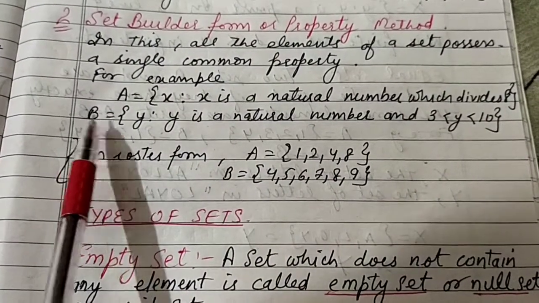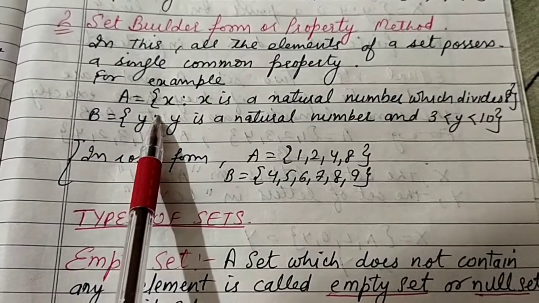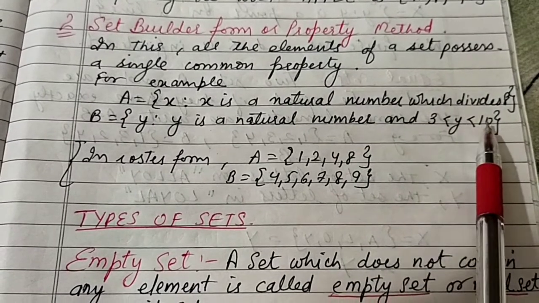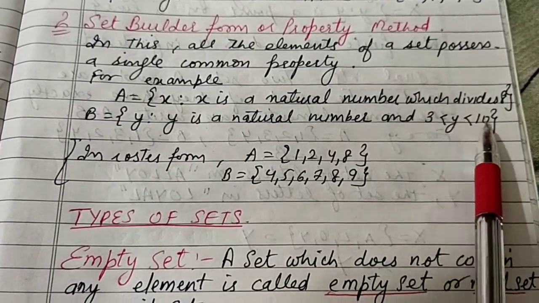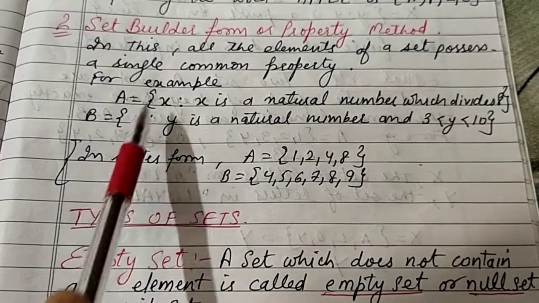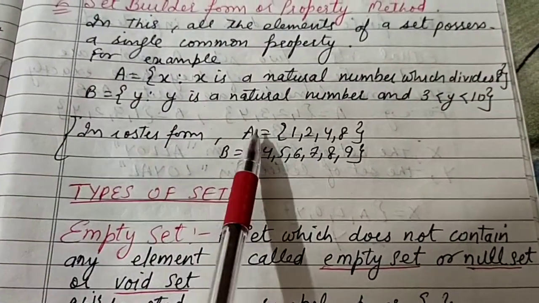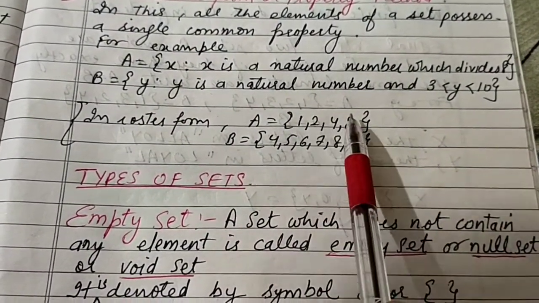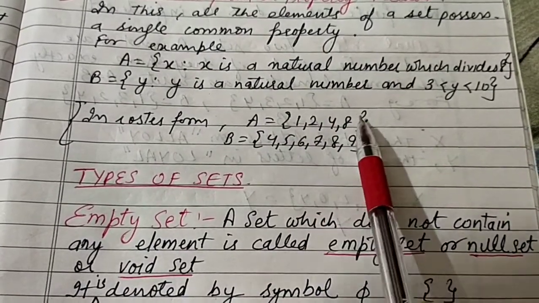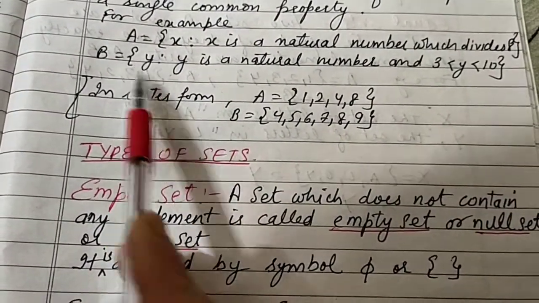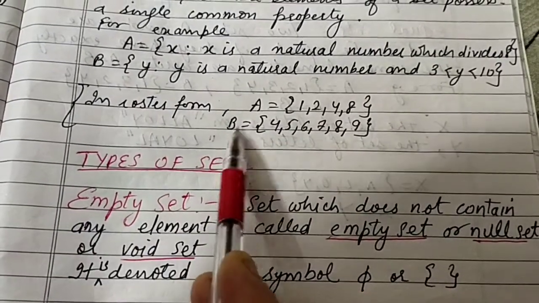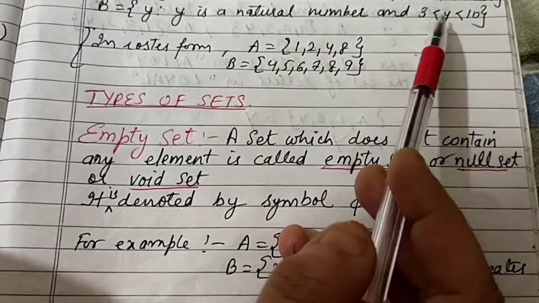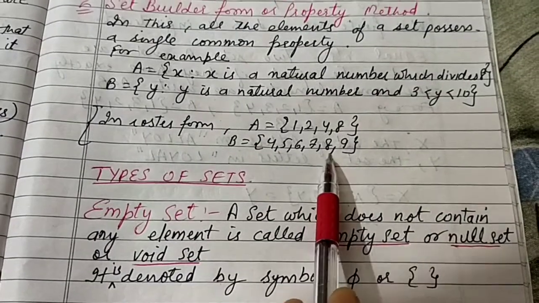Second example is a set B = {y : y is a natural number and y lies between 3 and 10}. The colon means such that. Means y is greater than 3 but less than 10. Now in roster form we can write these sets as A = {1, 2, 4, 8}. These are the numbers which divide 8. And roster form of the second set is B = {4, 5, 6, 7, 8, 9}. These are the numbers which are greater than 3 but less than 10.